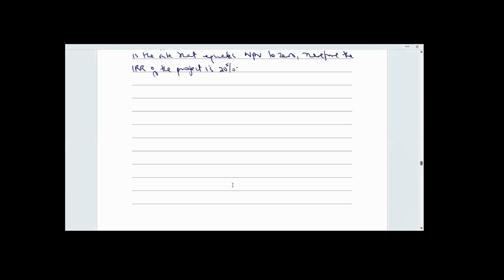So number B2, Roman figure 2, calculating cost of equity.